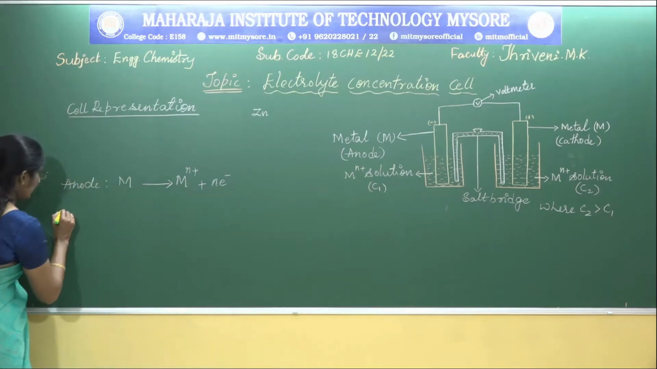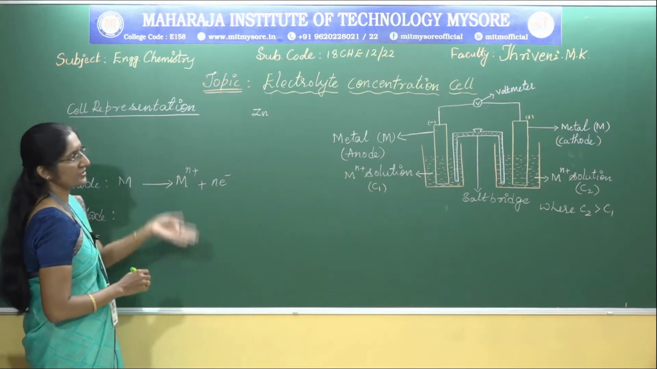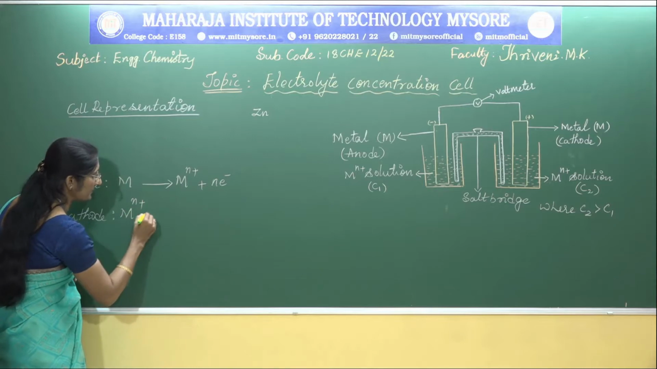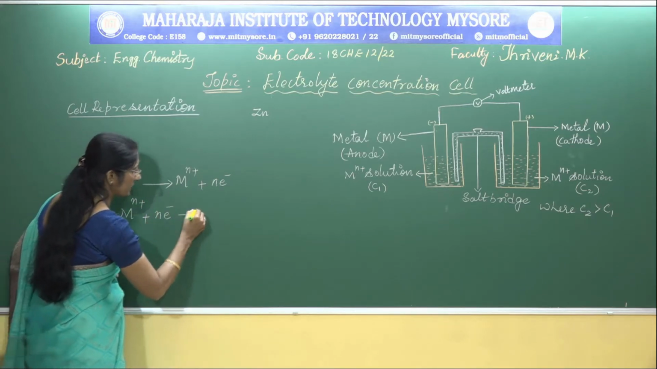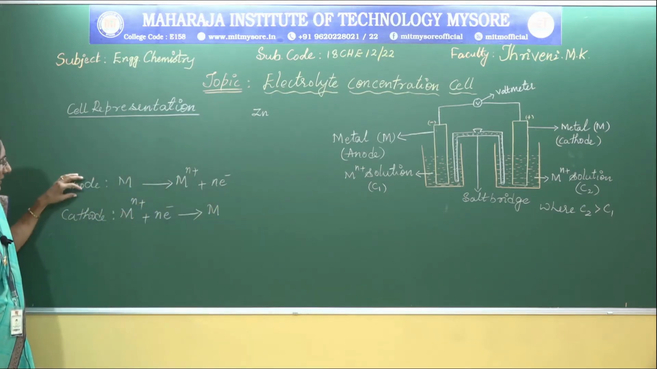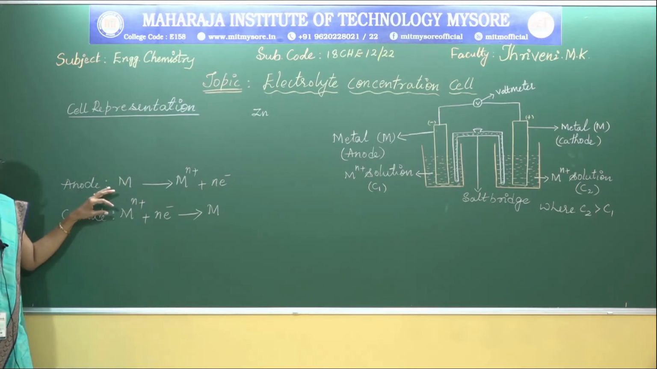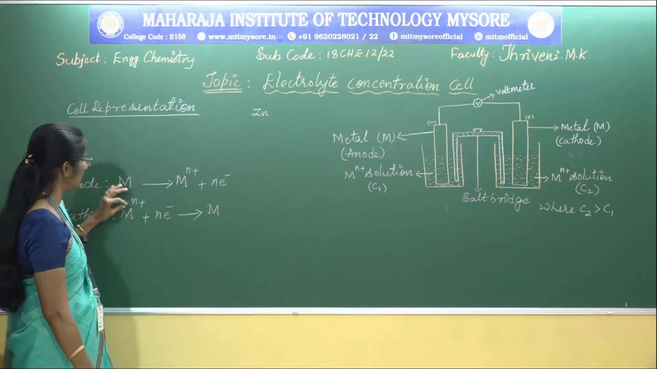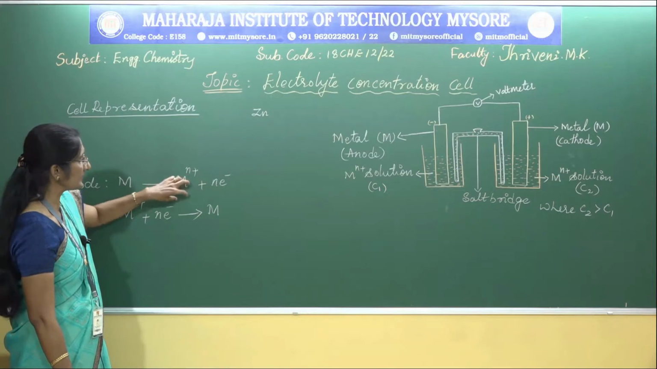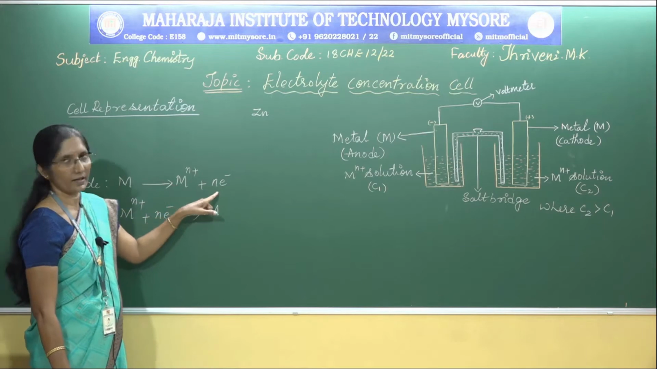So at the cathode, a reduction reaction takes place. How is the general reduction reaction represented? Mn+ gains n number of electrons, then it is reduced to metal. At the anode, an oxidation reaction takes place. The general representation of the oxidation reaction is that the metal easily loses n number of electrons: M gives Mn+ and n electrons.